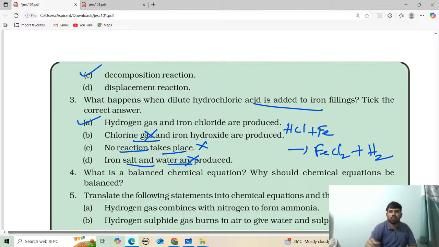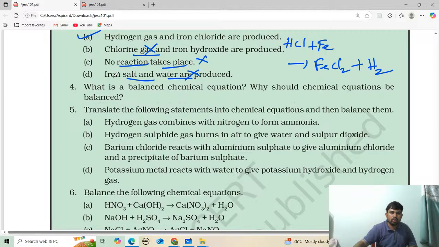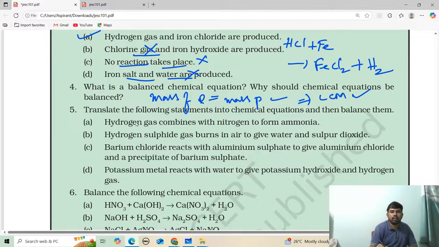So what about balanced chemical equations? Why should we balance chemical equations? What is the answer, sir? I can say the mass of reactants will be equal to the mass of products. This is called balance. Why should you balance it? Because of what, sir? The law of conservation of mass. Translate the following statement.